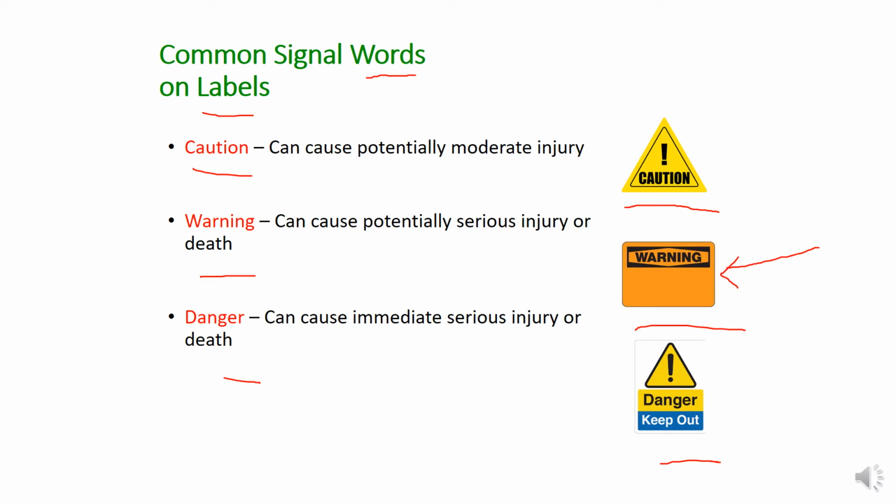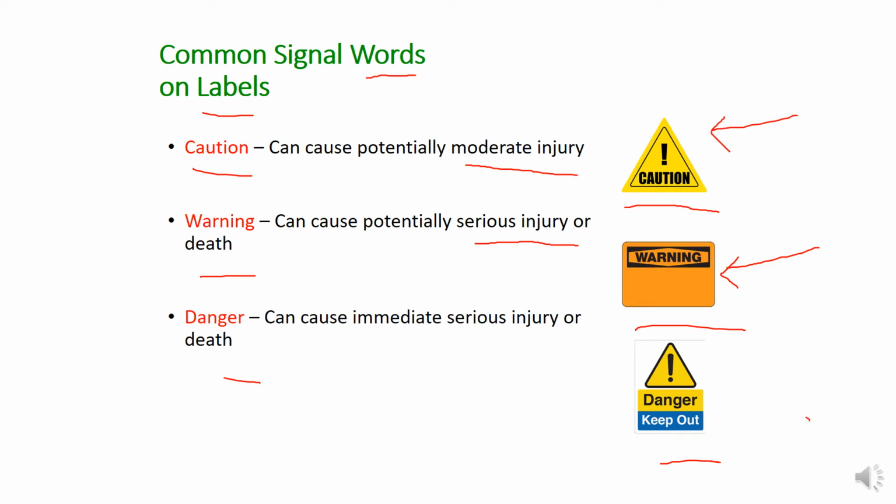So what do these signs or pictograms mean? If there is a caution, it means it can cause potentially moderate injury. So it means it's not a very severe chemical, but it has the potential to cause injury. If there is a warning sign, it can cause potentially serious injury or death. Okay. So if there is a warning sign on a certain chemical, it means we should be more careful compared to a chemical that has only caution.